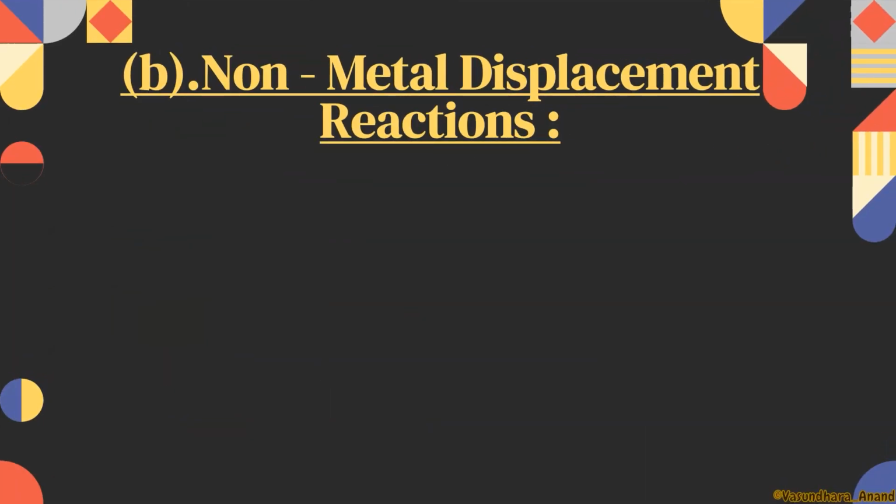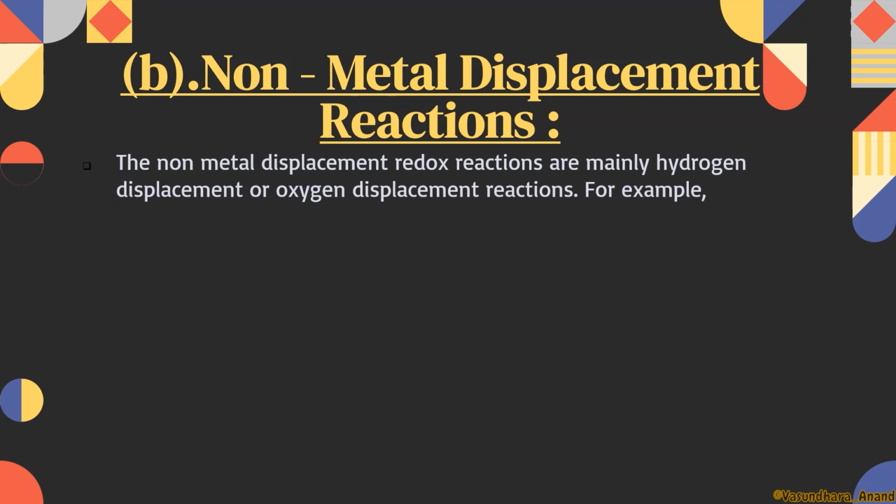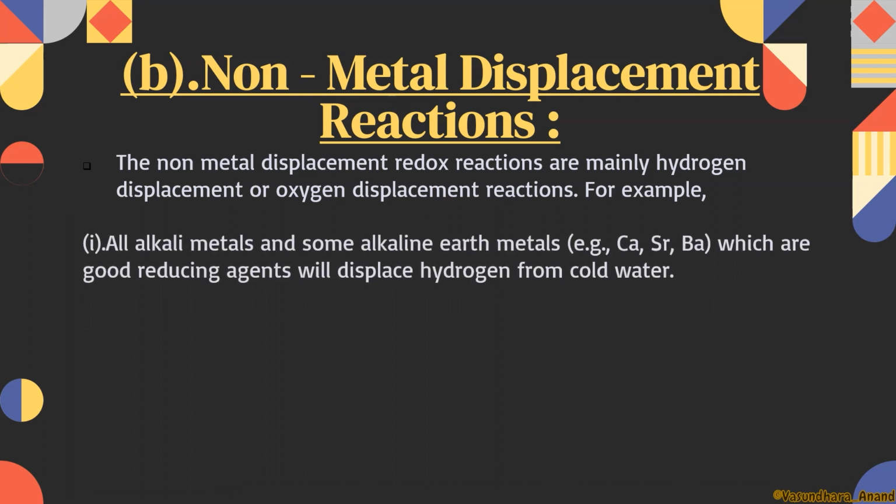Now the non-metal displacement reaction. That means a more reactive non-metal will displace a less reactive non-metal. The non-metal displacement redox reactions are mainly hydrogen displacement or oxygen displacement reactions. For example, here a metal is going to displace a non-metal. All alkali metals and some alkaline earth metals like calcium, strontium, barium, which are good reducing agents, will displace the hydrogen from cold water.